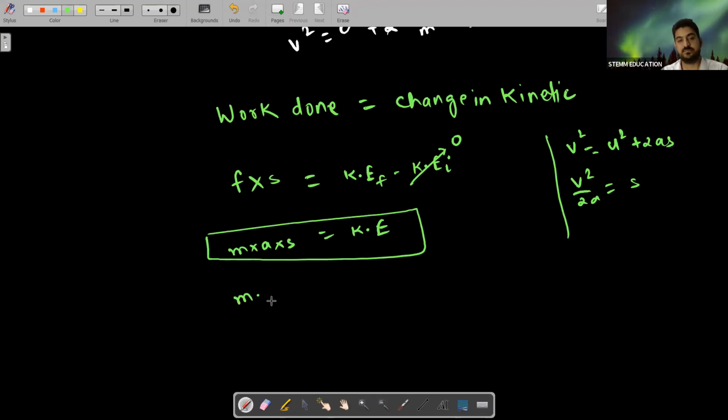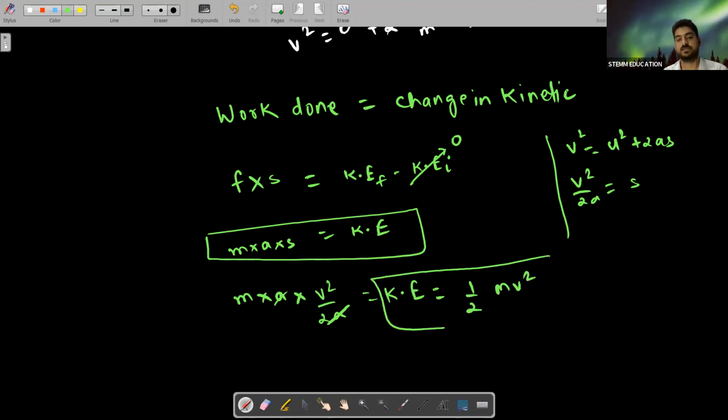So m into a into s, what would be the value of s? S would be equal to v squared over 2a. So a gets cancelled out, and kinetic energy becomes equal to half mv squared. So if a body is moving with a velocity v and it has a mass m, then its kinetic energy would be equal to half of mv squared. That's what we understand. So the kinetic energy of a body is equal to half of the mass of the body into the square of the velocity.